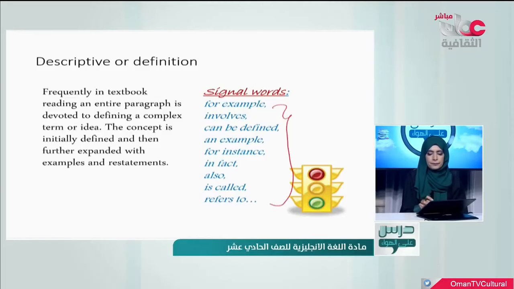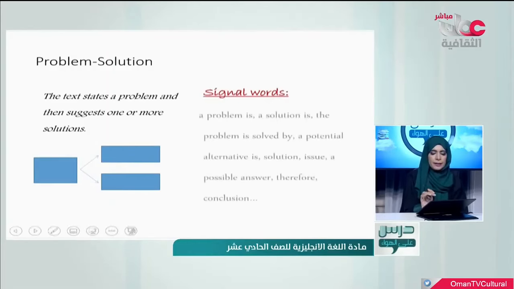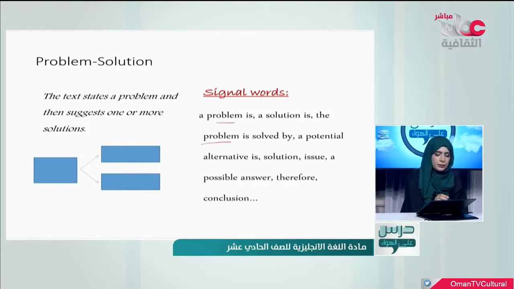If I have another type, which is problem solution, as we said before, it is a text that states a problem and then suggests one or more solutions. It needs to have a different type of vocabulary. The problem is, a solution is, the problem is solved. See that these words are related to the main topic.